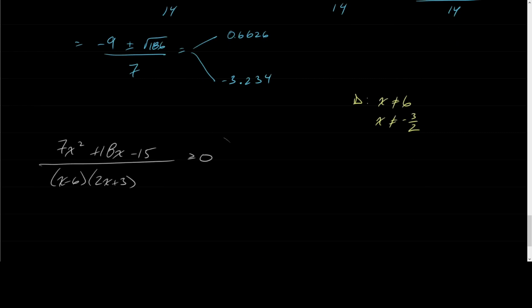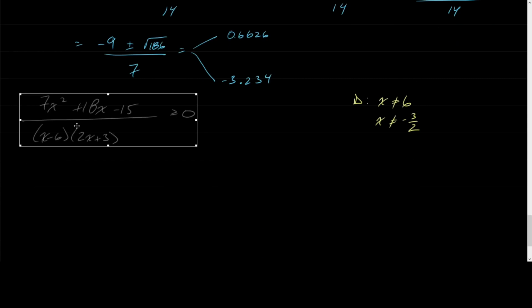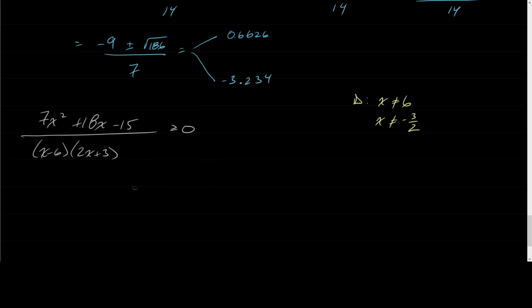Okay. So with all this information that we just found, this is where we're going to test around that. This is our domain, and we also need to test, this is what we're going to test into. And now that we do this, we're going to say, well, here is our number line. Here is 6 from here, because we can't be at 6. Negative 3 halves. Negative 3 halves is about negative 1.5. So exactly negative 1.5. So here's negative 3 halves.